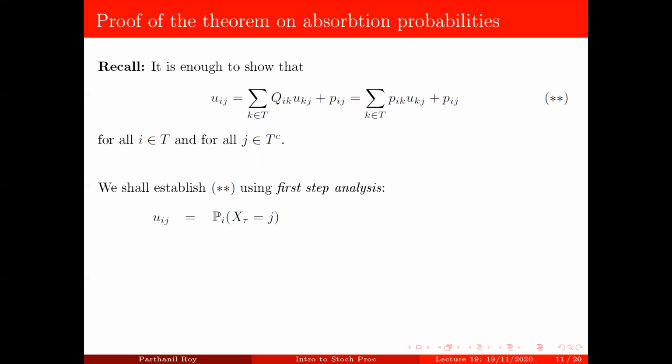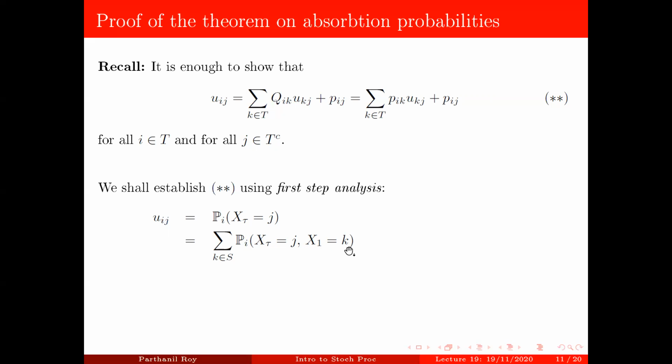Now, first step analysis, what it does is you introduce that X1 is equal to k and take a sum over all possible values in the state. So in the first step, you'll have to be in one of the states. So just put it in here and take a sum. Essentially, you're writing this event as a union of so many events. This is a disjoint union, so this probability is a sum.